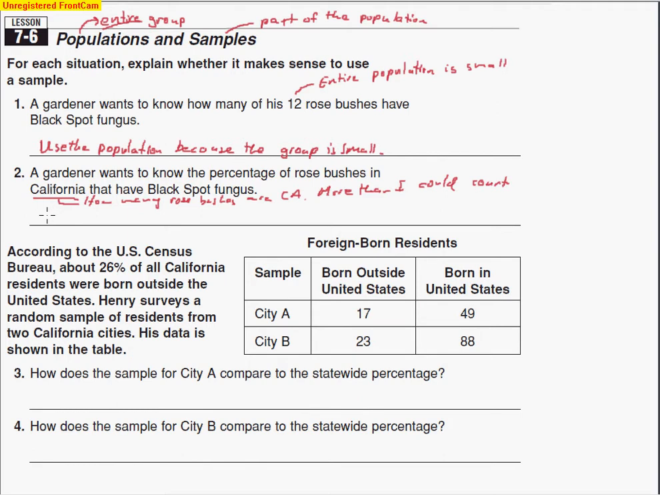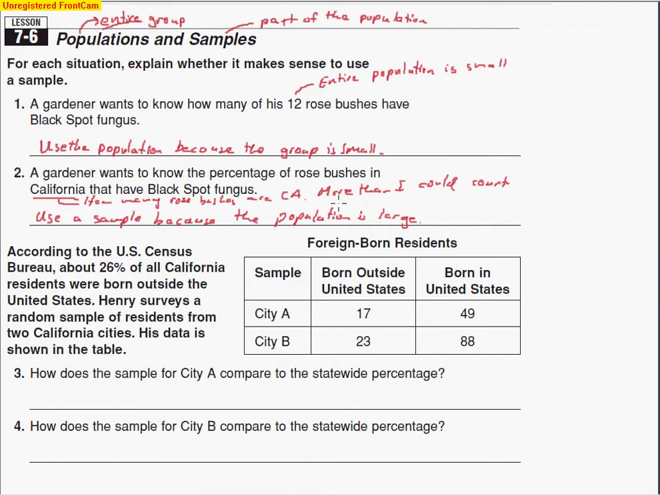And so a sample, as long as the sample's random, it's going to be a good sample, and you'd get a good idea of the percentage of rose bushes with this black spot fungus. So here I would use a sample. And the reason I'd use a sample, because the population is large. And so again, the key to knowing when to use a sample is if the population is large, then use a sample. If the population is small, like there's only 12, and you could check all those rose bushes, then use the whole population.